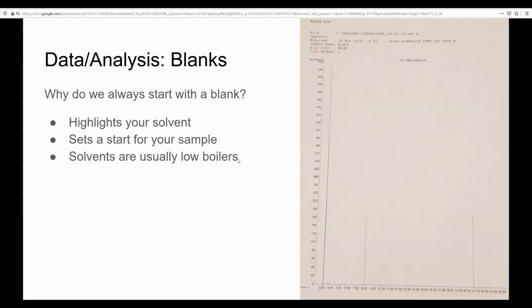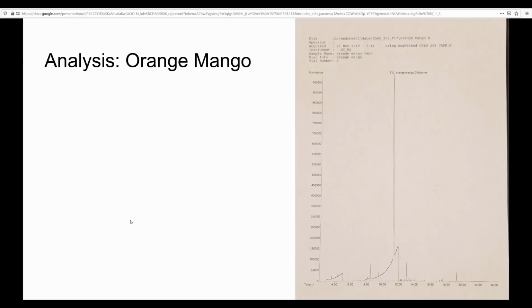Blanks are important because they allow you to identify your solvent peaks and let you spot any contaminants before you run your sample. Usually your blank is just your solvent, which has a really low boil point, like methanol. Methanol should have one peak, which you can see here at 3 minutes. However, the other two peaks at 8 and 21 minutes are likely contaminants from either the methanol bottle or the remnants of eggs. Contaminants in your solvent isn't normal, just FYI.